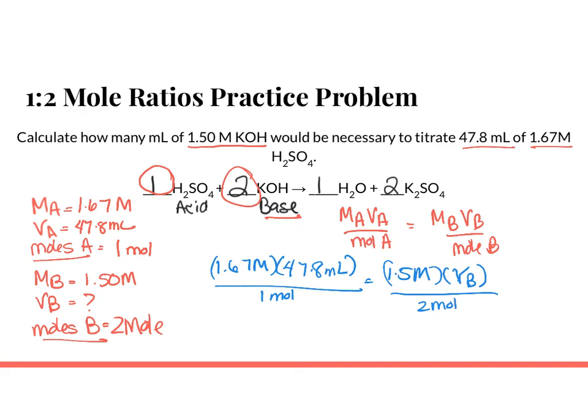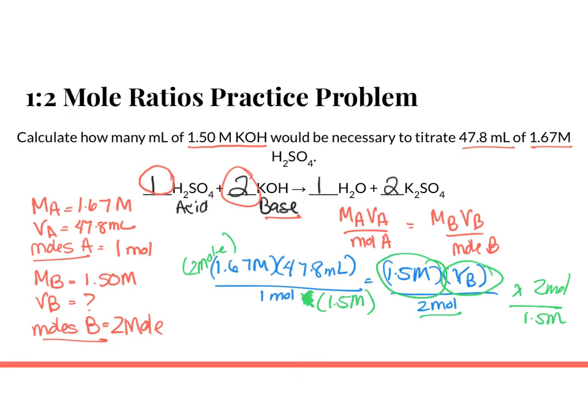So we want to get Vb all by itself. In order to do that, we're going to have to rearrange our equation. We want to get the 2 moles on the other side. It's being divided now, so we're going to multiply both sides by 2 moles. So I'm going to put that on top. And we have 1.5 being multiplied, so we're going to divide by 1.5. This just goes on the bottom.